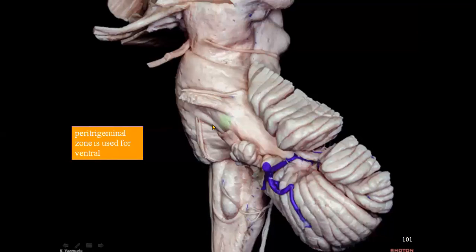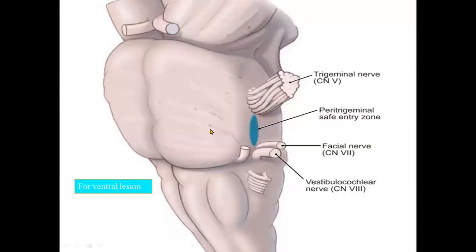The first safe entry zone in the pons is called the peritrigeminal zone, which means around the trigeminal nerve. There is a superior safe entry zone over the trigeminal nerve, and also an inferior peritrigeminal zone for ventral lesions in the pons.